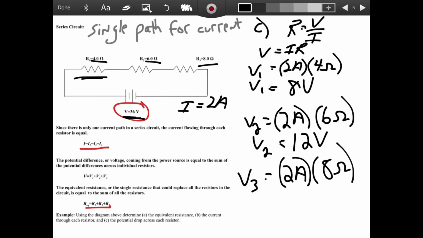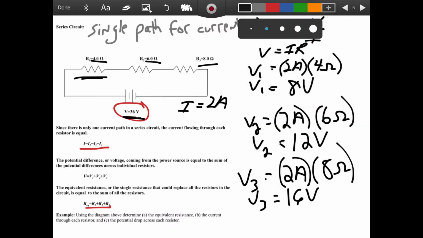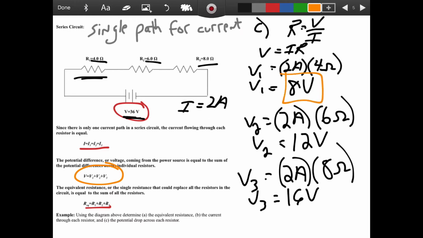Multiply that out, and I should get the voltage drop across V3 is 16 volts. Now, if we add up the 3 of them to double check our work using this formula, V1 plus V2 plus V3, I have 8 plus 12 plus 16, and by my math, that is equal to 36 volts. So that checks out, and I know that my work is done.